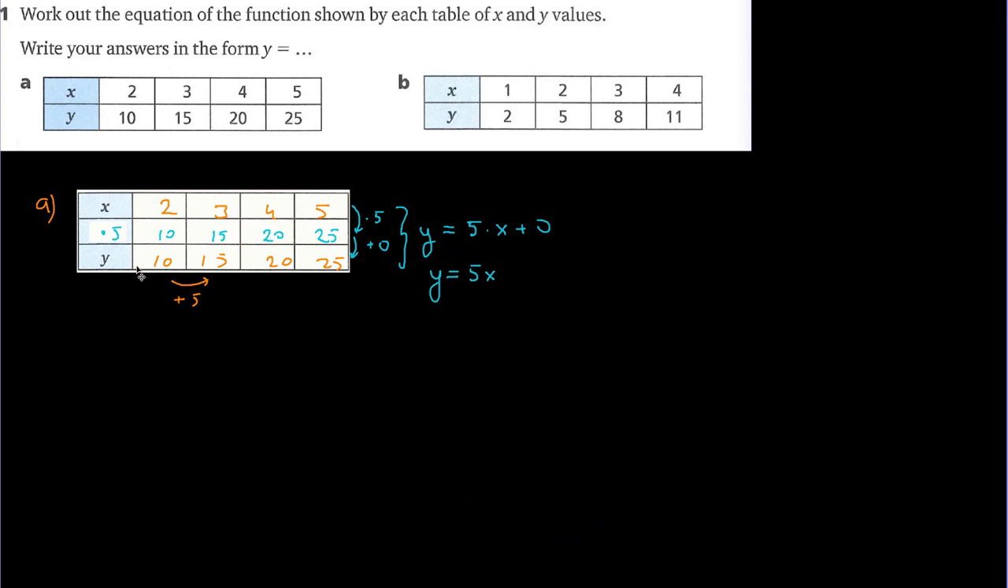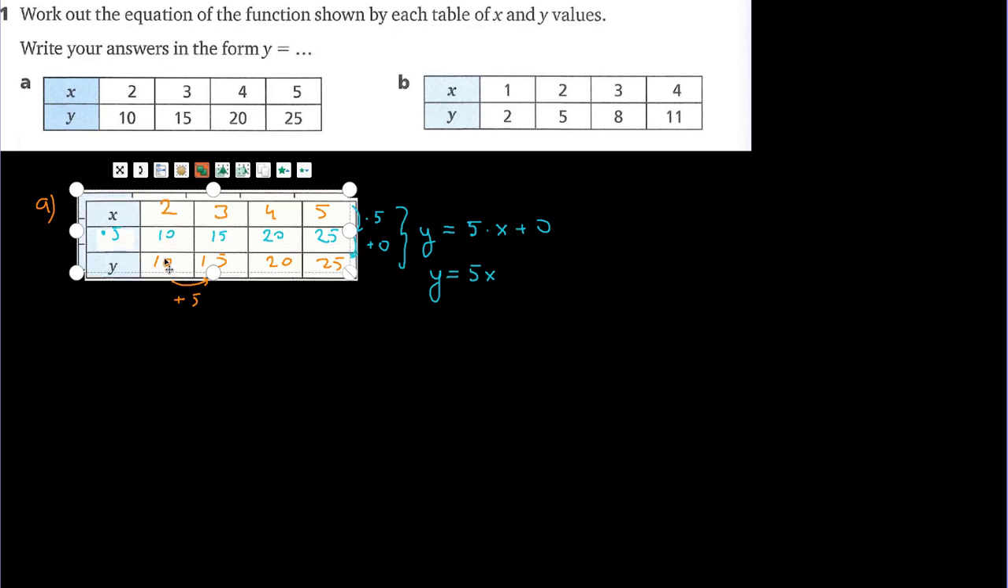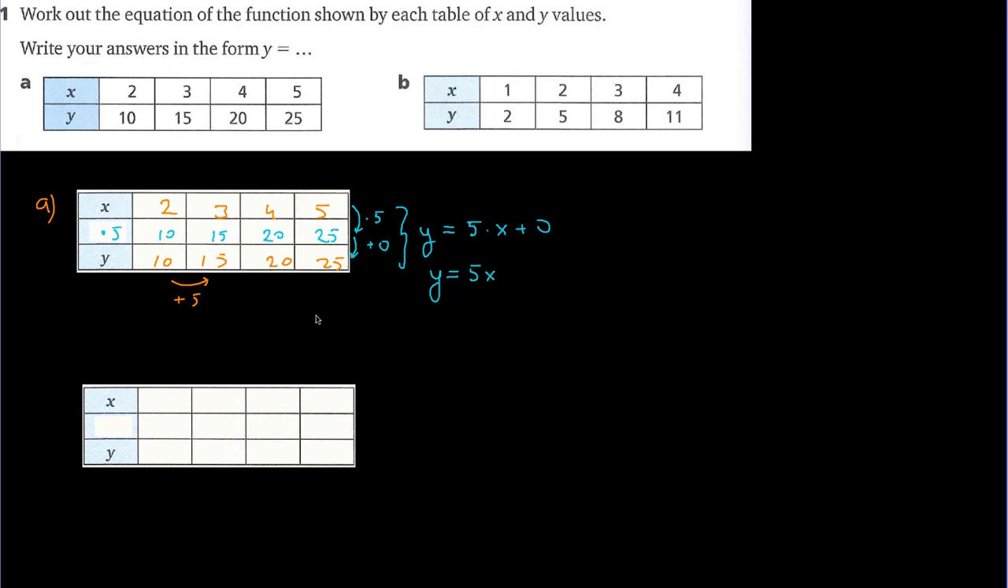For the second one, I copy this one here. The terms are 1, 2, 3, 4, then the results are 2, 5, 8 and 11. Look at the difference, plus 3 and plus 3, it continues. So I'm going to make the times 3 table. Times 3 table means 3 times 1 is 3, 3 times 2 is 6, 3 times 3 is 9, and 4 times 3 is going to be 12.